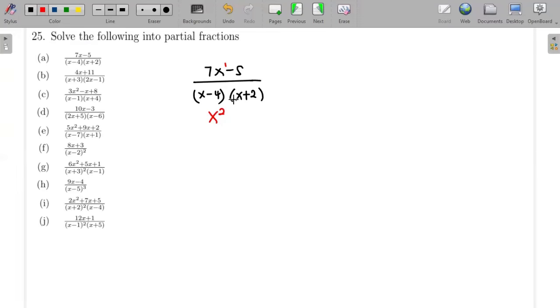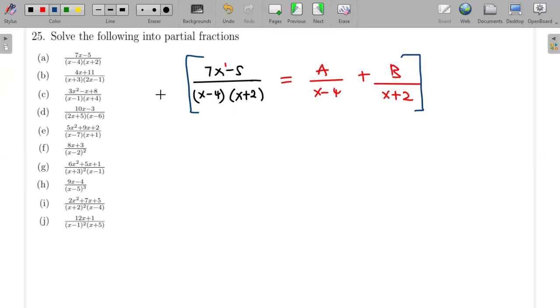So now you check the type of denominators. These are just linear denominators. So this will just be equal to A divided by the first linear factor plus B divided by the second linear factor. Okay, and then once you have that, what do you do? Once you make your partial expansion, you are going to multiply throughout by the denominator that you have on the left. So the denominator on the left is simply x minus 4 and then x plus 2.